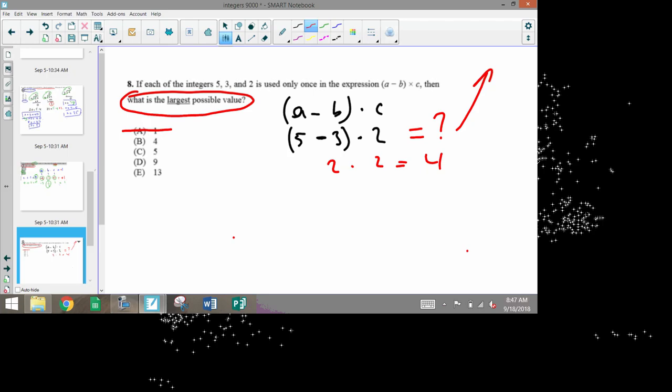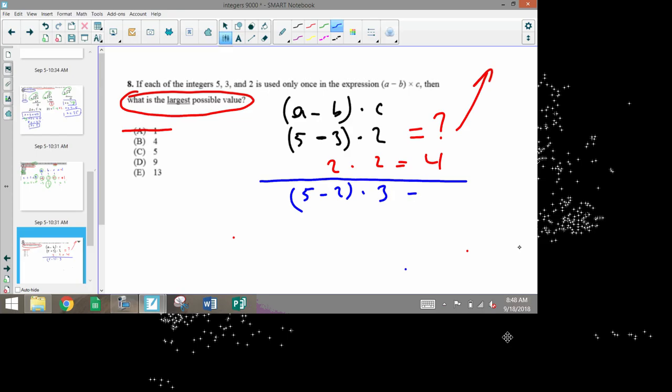What numbers? Okay, I'll change the colors. Say again. 5, 2, and what is left over? 3 is left over. I'm just alternating numbers, and I will try. First, I use the same order, 5, 3, and 2. And now we're trying 5, 2, and 3, and then we'll keep trying until we get the largest number.